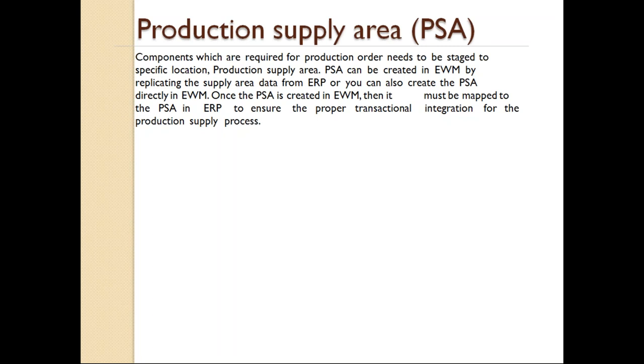Now, master data for interface with production. It means you supply parts to your production assembly or manufacturing, wherever you are producing your goods. Let's say in our case, we are going to make a pump, and this pump is going to be manufactured and assembled, and we are going to give parts to the line where it will be assembled. That process will need a master data called the production supply area.